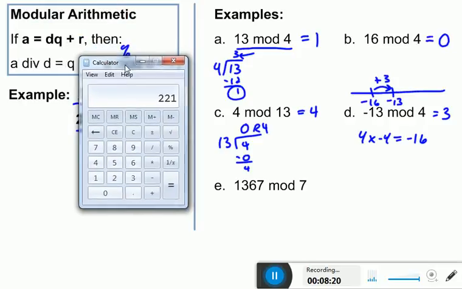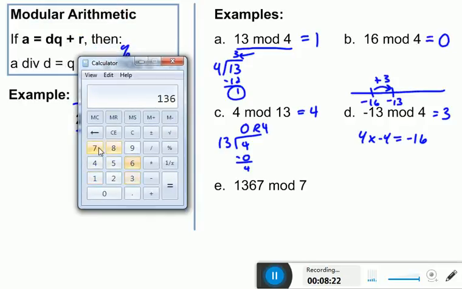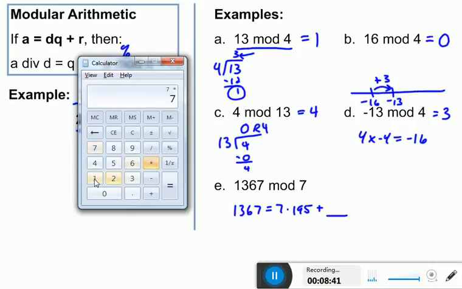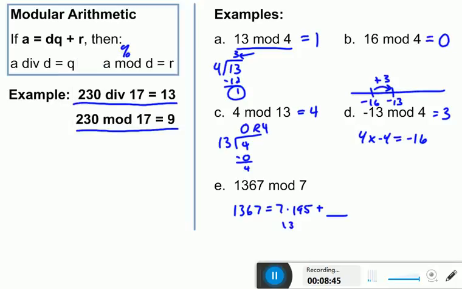Okay? So we get our calculator out. We say 1367 divided by 7 equals 195. So we'd say that 1367 equals 7 times 195 plus some remainder. And the way we're going to get that remainder is to do 7 times 195. That equals 1365. And it should be clear to see that the remainder would be 2 in order to get back to 1367.